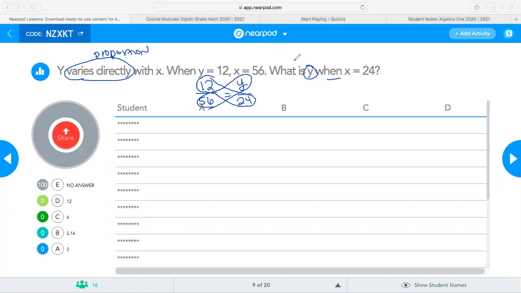12 times 24. You're going to need to use a calculator, so don't just lean on me for the calculations. It's 288. 56 times y. If you already have the answer, go ahead and put your answer into the poll. This 56 times y is 56y.